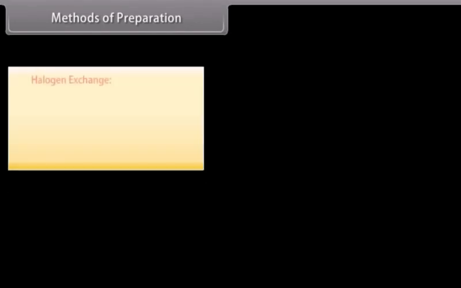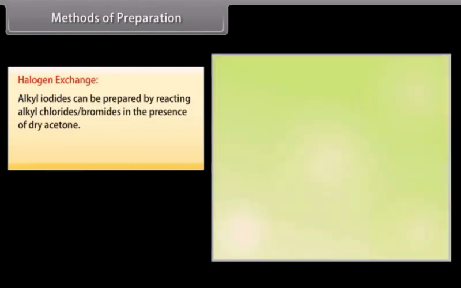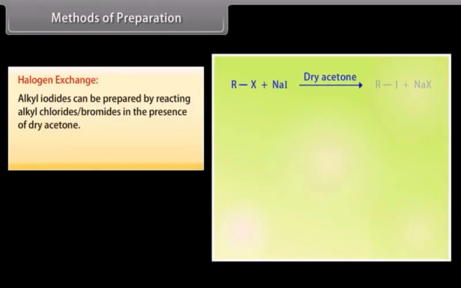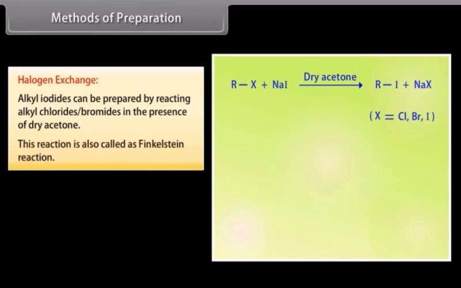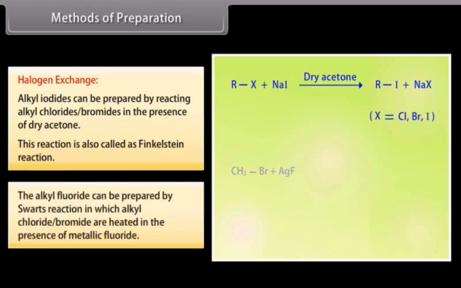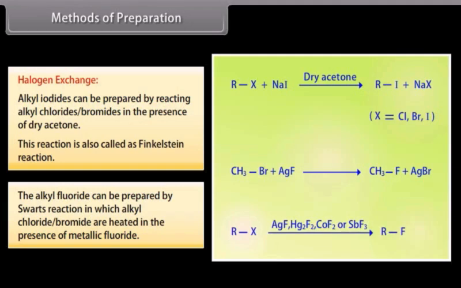Methods of preparation. Halogen exchange. Alkyl iodides can be prepared by reacting alkyl chlorides or bromides in the presence of dry acetone. This reaction is also called the Finkelstein reaction. The alkyl fluoride can be prepared by the Swarts reaction, in which alkyl chlorides or bromides are heated in the presence of metallic fluoride.